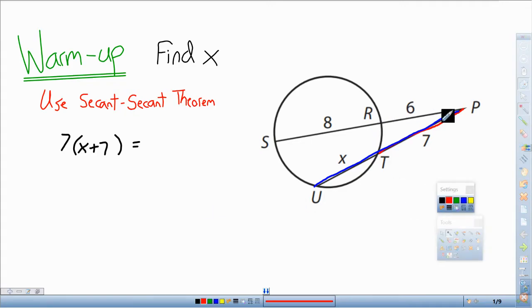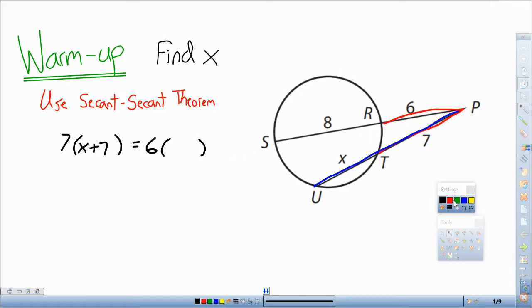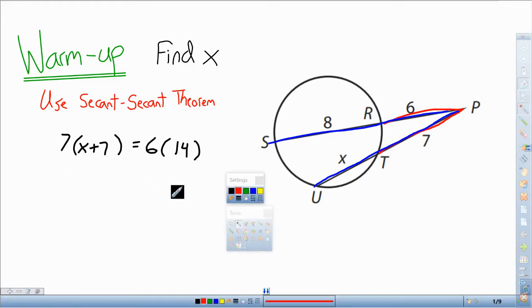Okay, so moving on to my other line, again, I'm taking the outer segment, which is 6, and I am multiplying it times the entire secant line, which is an 8. It is 8 plus 6. All right, and if we just wanted to do that math in our head, we can say, okay, 14. Okay, and then from here, we're just solving. So let's go ahead and simplify this.